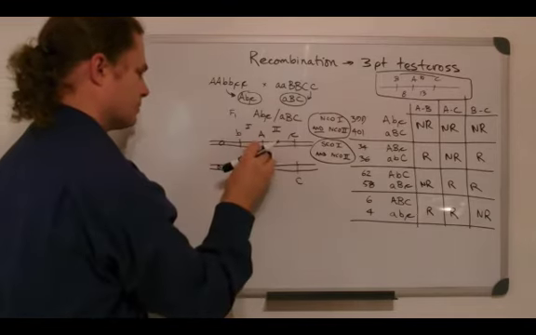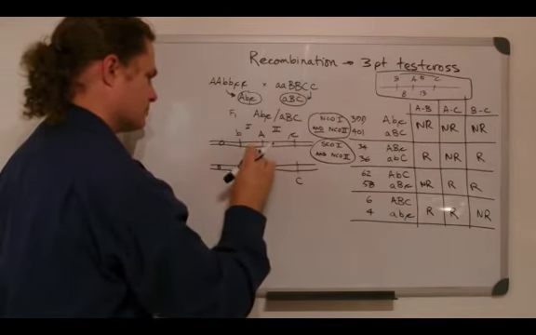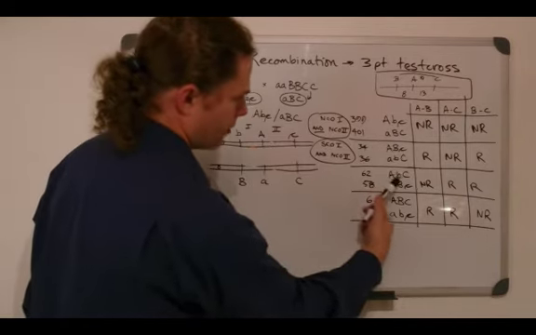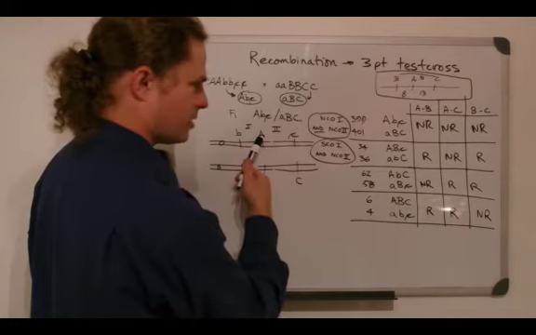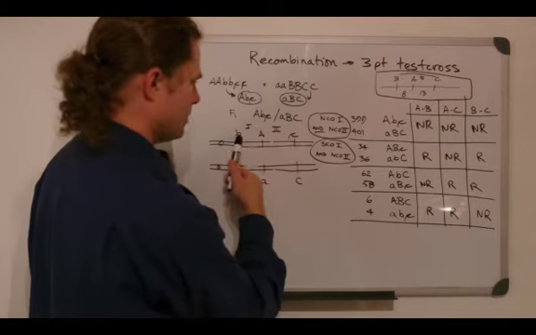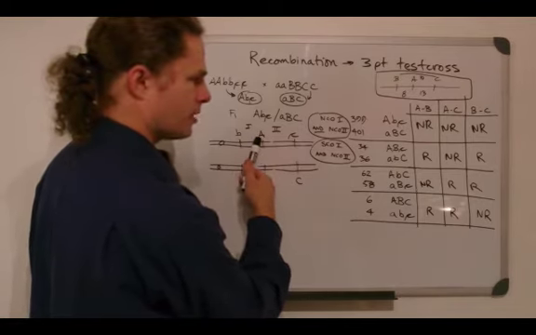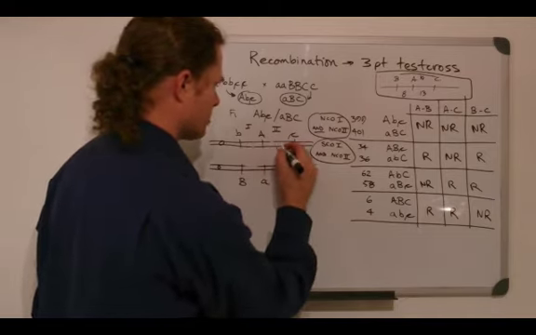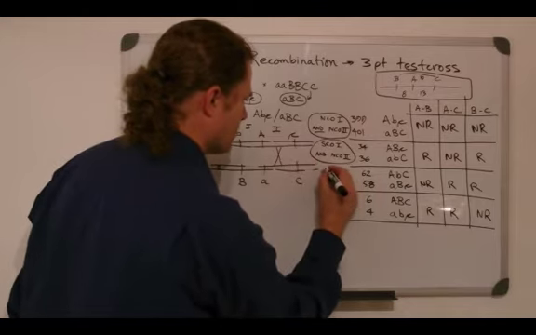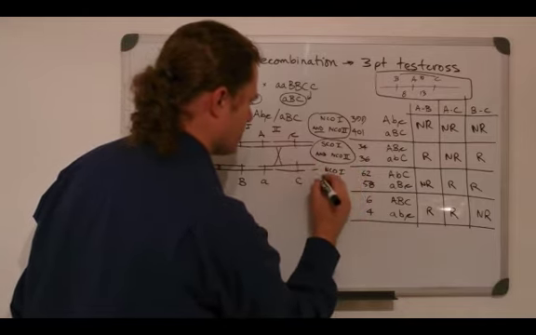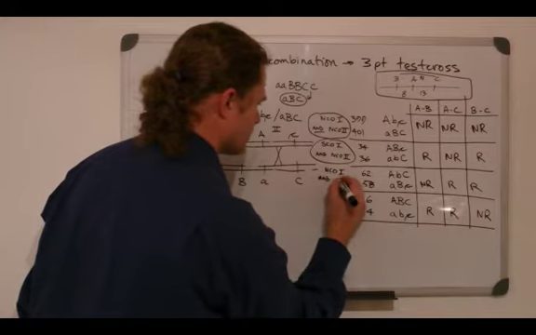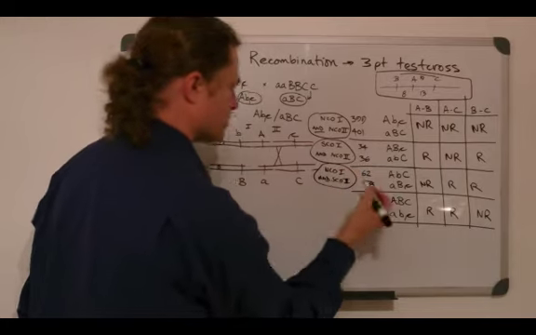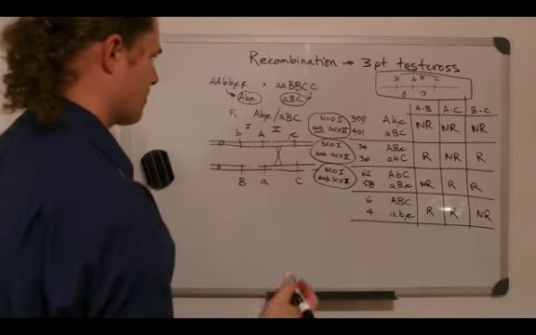Okay, let's move on then. Okay, this next one here, we have a big A, let's find the big A, now with a little b, so no crossover here, and then we pick up the big C. So this one is represented by a single crossover in region 2. So here we need no crossover in region 1 and a single crossover in region 2. And that will explain the origin of these gamete types.